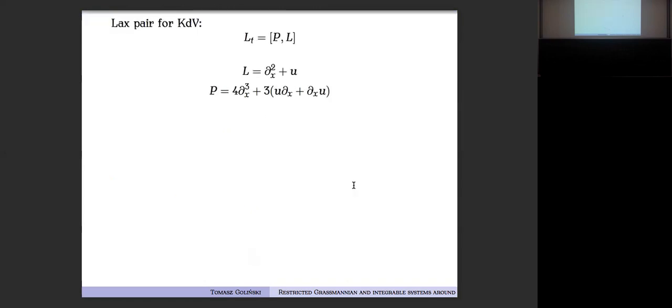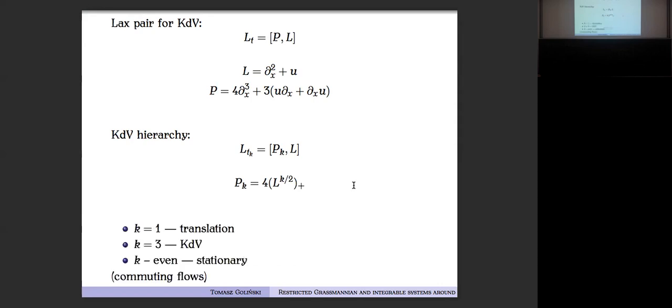So to do it, one usually considers the Lax pair for the restricted Grassmannian and considers the whole hierarchy of KdV. Instead of one equation, one considers different times here. So the operator P is replaced by the positive part of the k-th root of the operator L to the power k, plus some coefficients. For k equal to 1, it is the trivial situation, just a translation. For k equal to 2 or 3, we get the KdV equation. Even k is not interesting because for such a power there is no need to truncate the pseudodifferential operator and it commutes, so it's trivial. But the flows, in any case, commute for all k's.